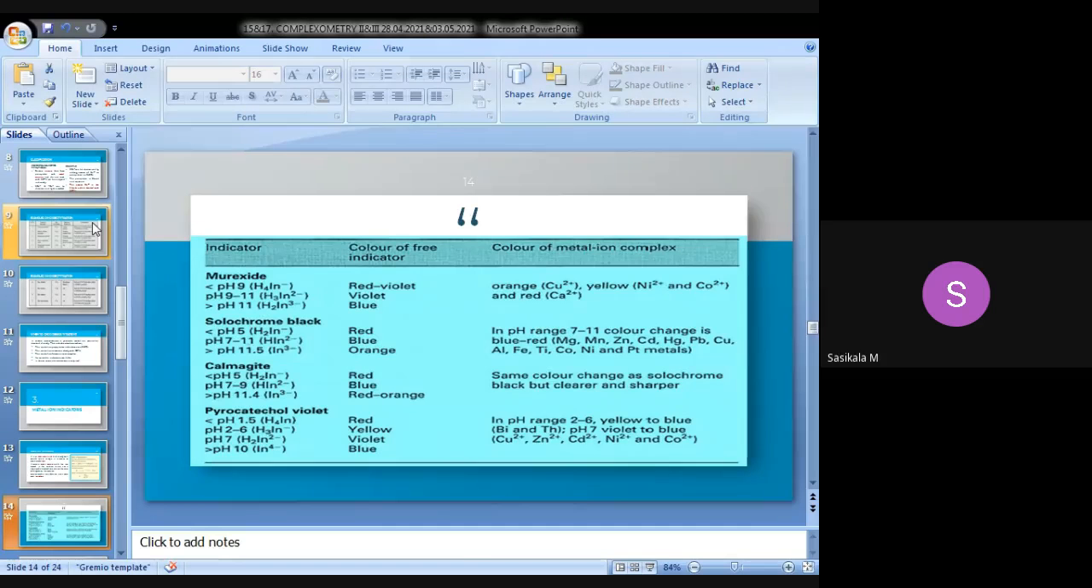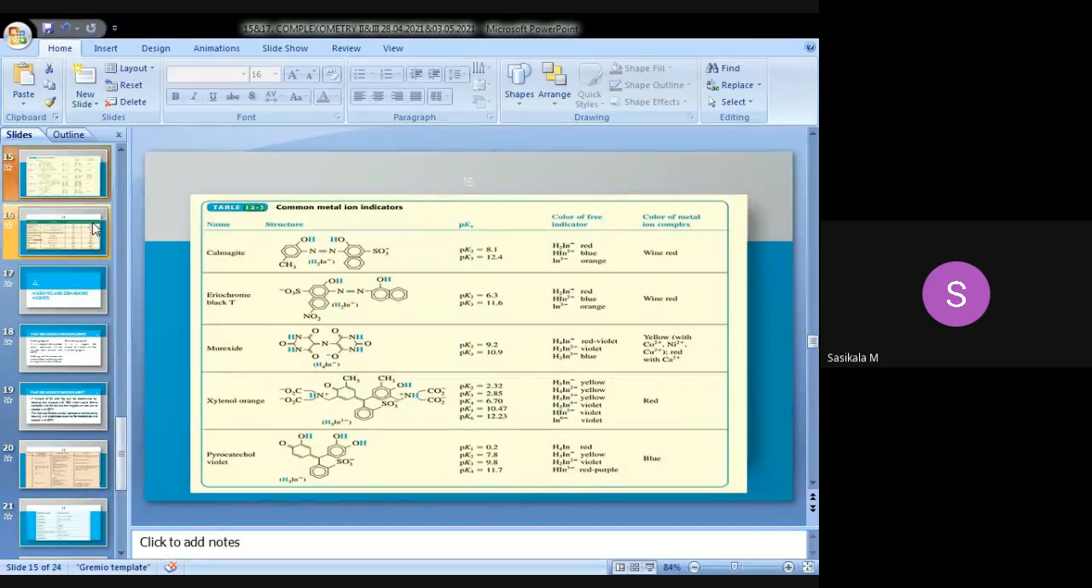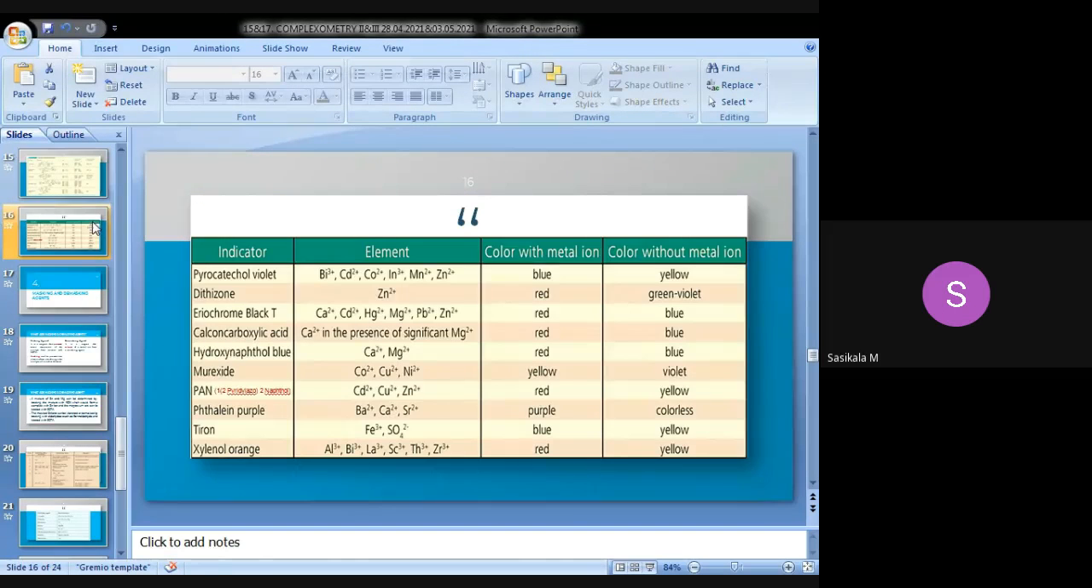So when an exam asks you to write about pM indicators, what will you write? Complexometric indicators. What are complexometric indicators? Murexide, solochrome black or eriochrome black T or mordant black 2, calmagite, pyrocatechol violet, xylenol orange. This is all, and there are some more in this table. You can use all those indicators as examples while writing in the exam.